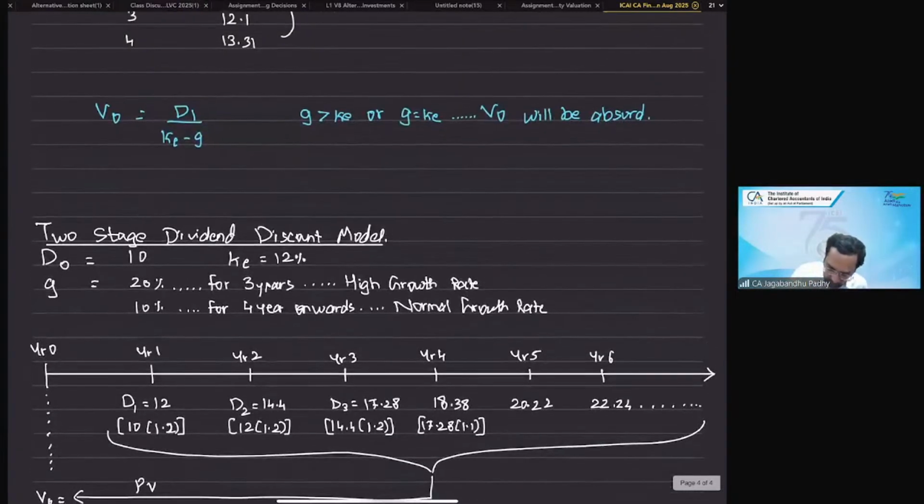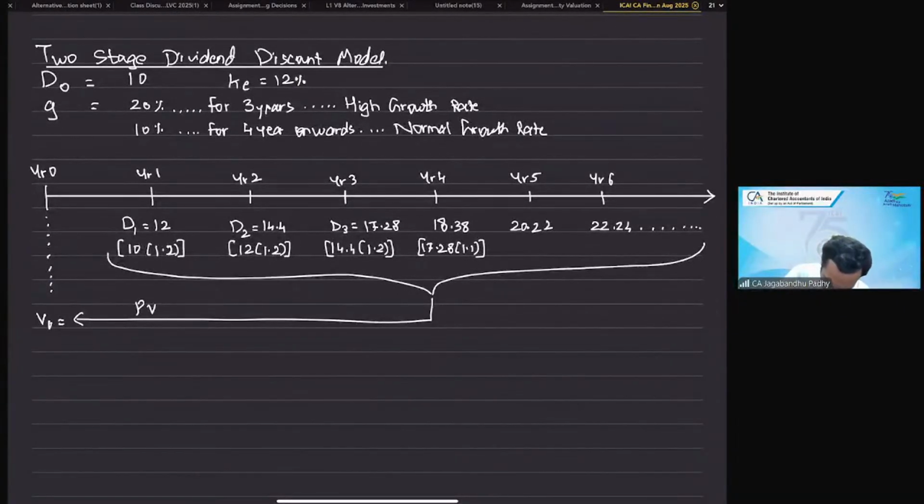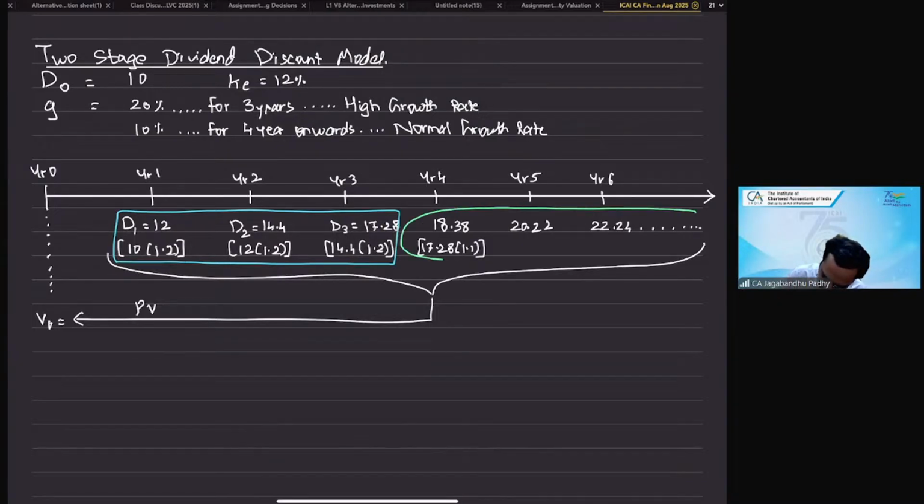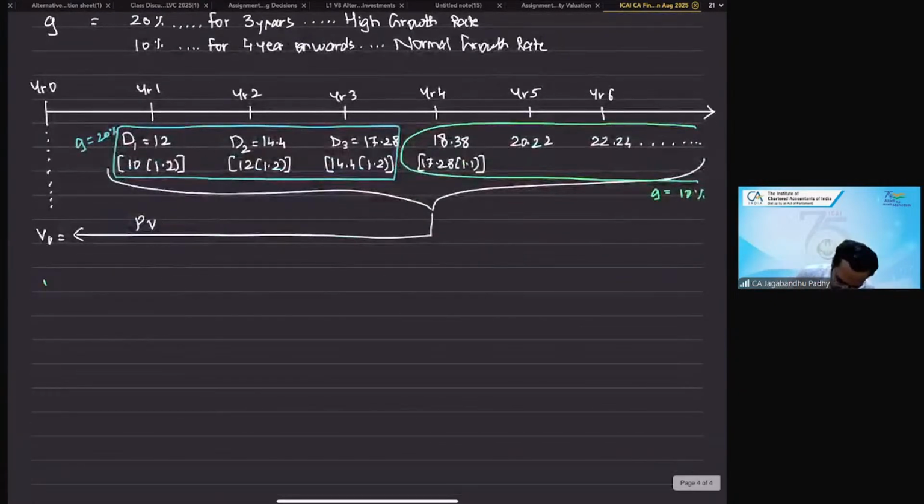Because I cannot apply the Gordon model over here. When we say value in year 0, the growth rate has to be constant. But here, the growth rate is varying. For the initial years, you have a growth rate of 20%. Then from year 4 onwards, the growth rate is 10%. Sorry, my bad. So here the growth rate is 20%, and here it is 10%. So how do we go about valuing this? What we essentially do is, let's try to get the value of the company in year 3.